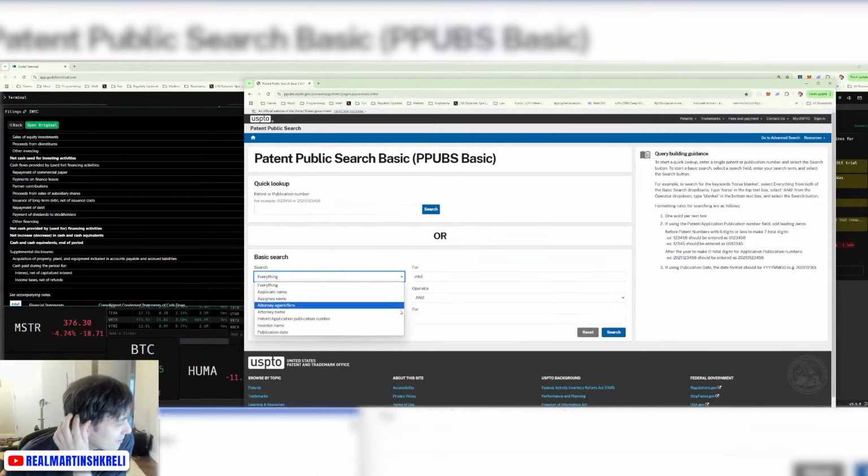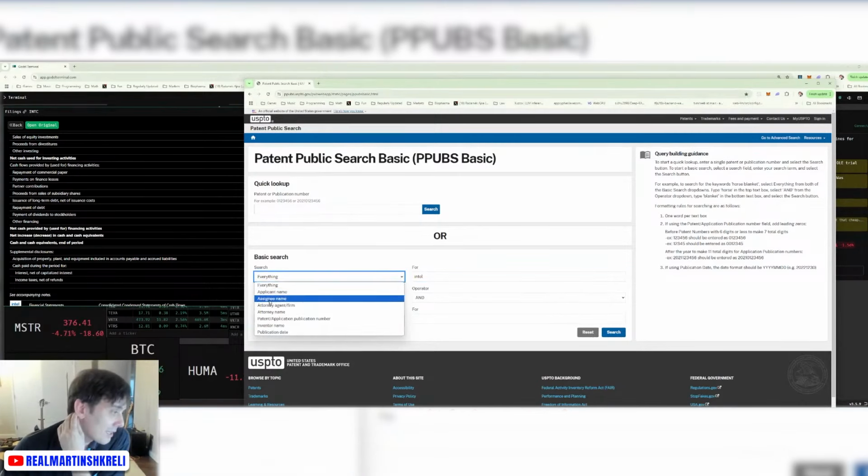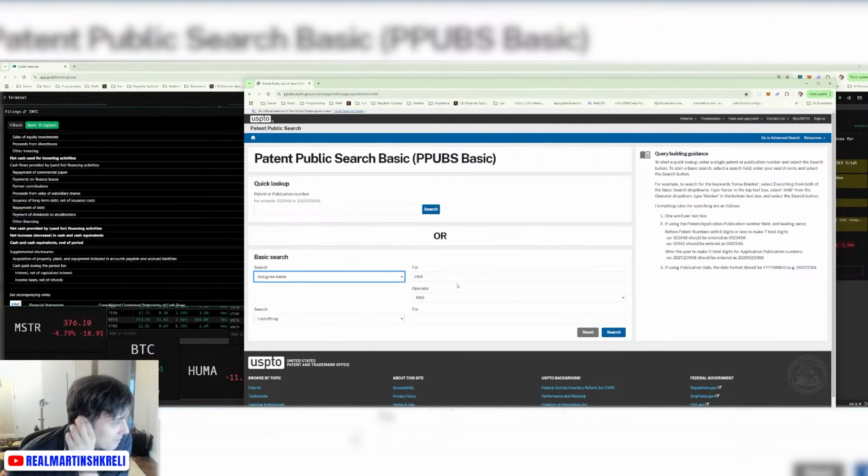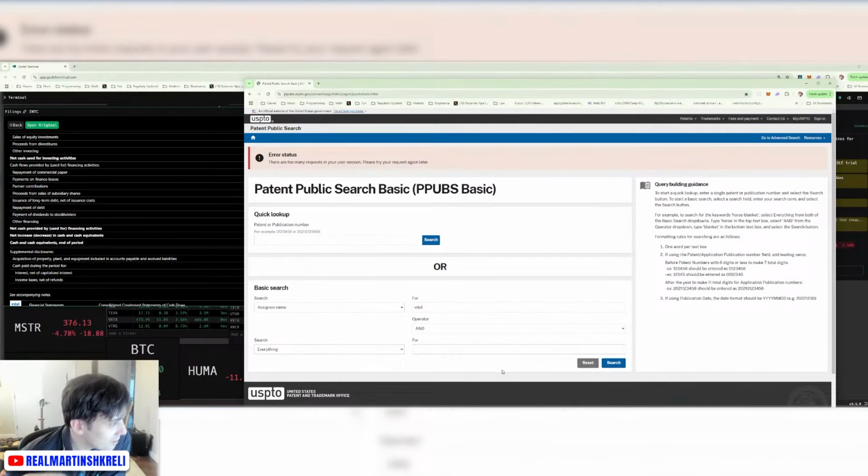Okay, so the thing you need to know about patents is that all patents are invented by people, but the patent ownership can be assigned. So when you join a company, you have an assignment agreement that you're assigning your work to the company. I know, wonderful, right? So you hit assignee name and type in Intel. So this ensures that only one inventor or assigned company pulls up.